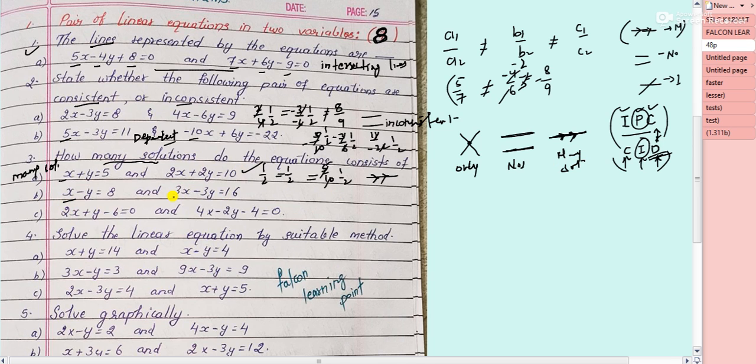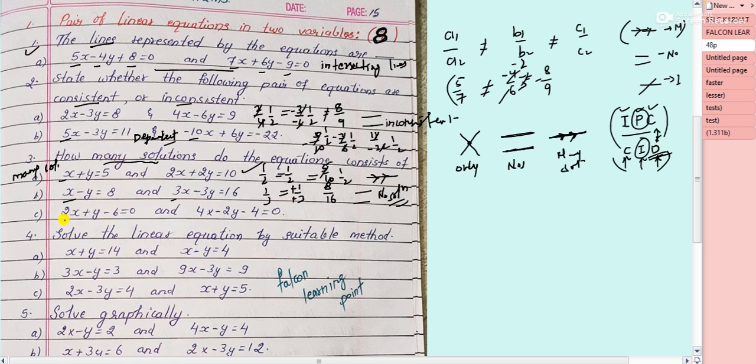Next is 1 by 3, again minus 1 by minus 3, and 8 by 16. The first two will be equal, as the minus gets cancelled: 1 by 3, 1 by 3. So this is parallel, and for parallel you have no solution.